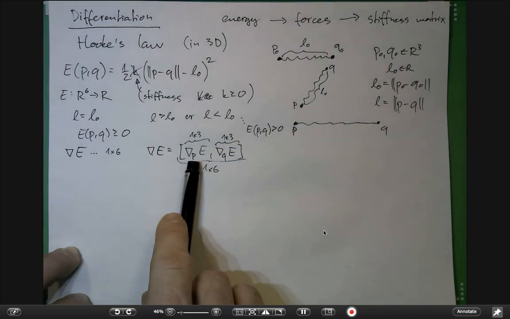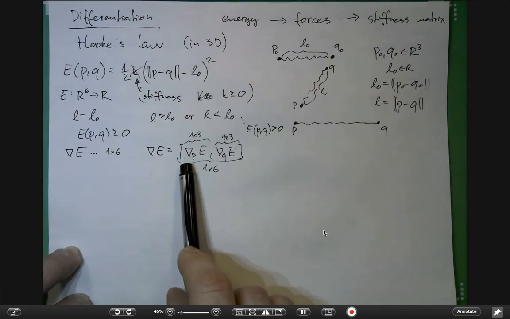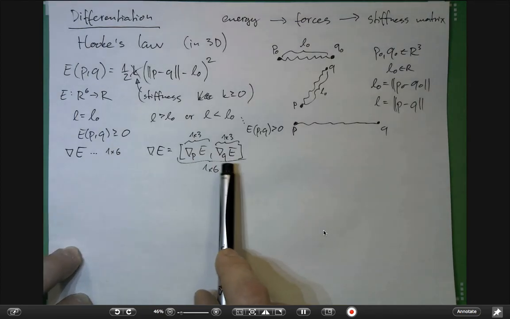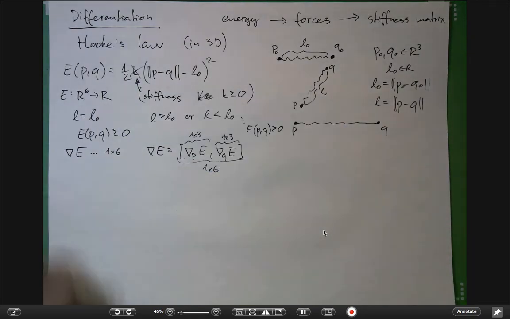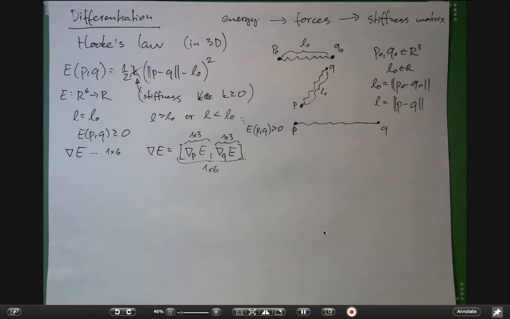This P means I'm just differentiating with respect to P and assuming that Q is fixed. And here I'm differentiating with respect to Q, assuming that P is fixed. Okay. Is that clear? Did Tintin explain it well enough the last time, or shall I do some more explanation of the gradient? Yeah?